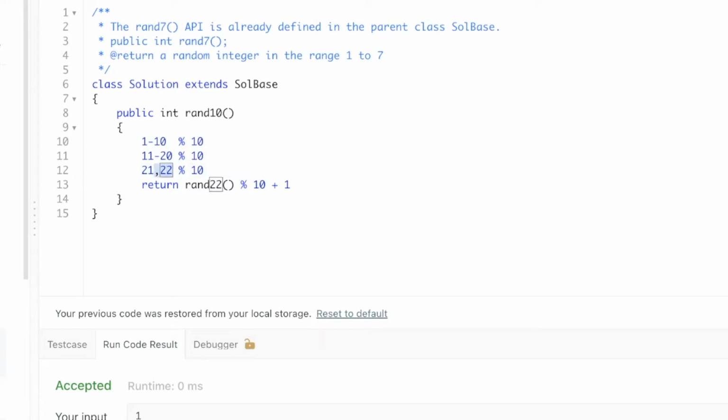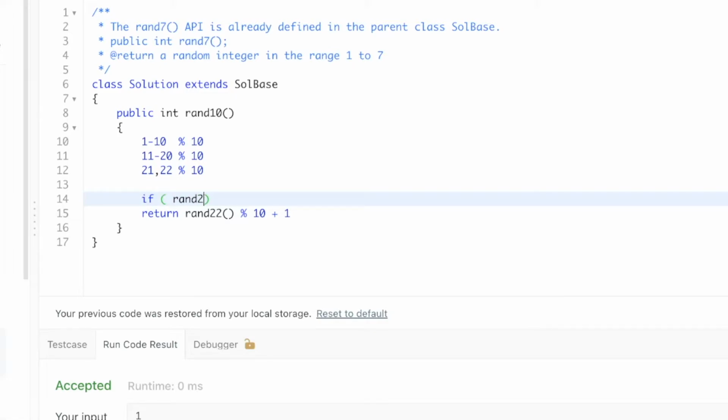But yeah, this is no longer uniform now. If we were to just do Rand22 mod 10 plus 1, the 1 and 2 have a third opportunity to occur compared to the other numbers.